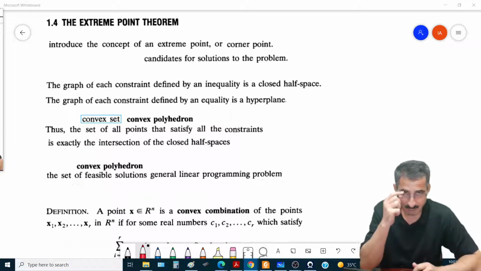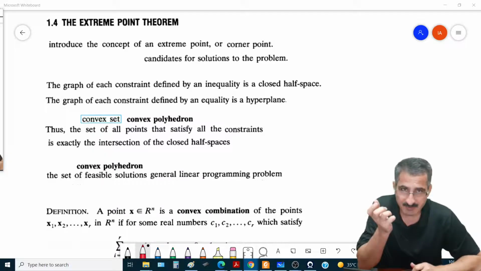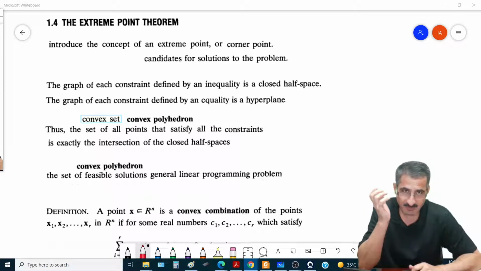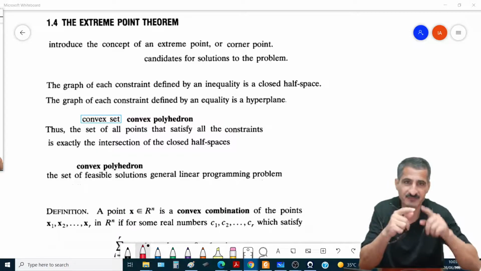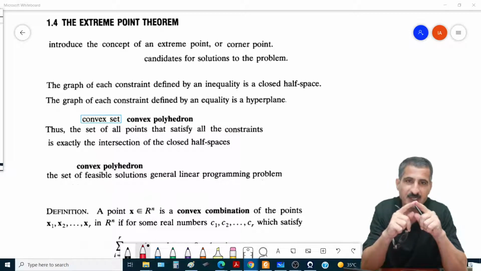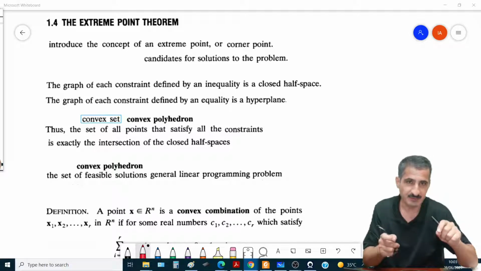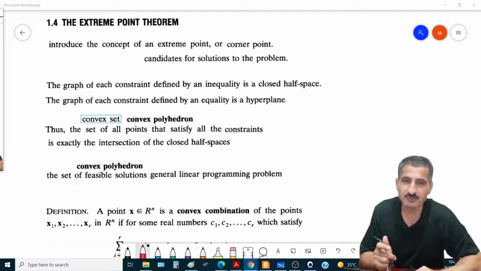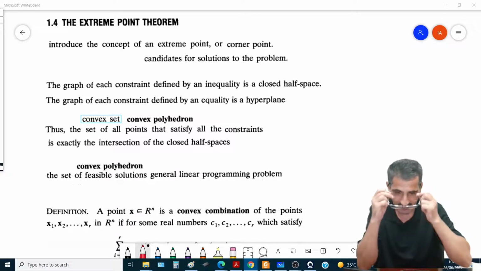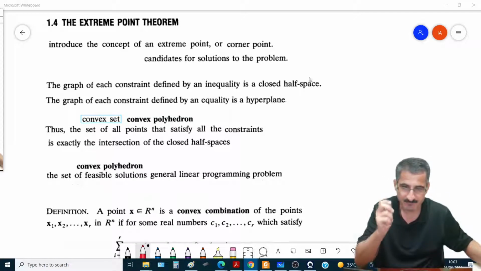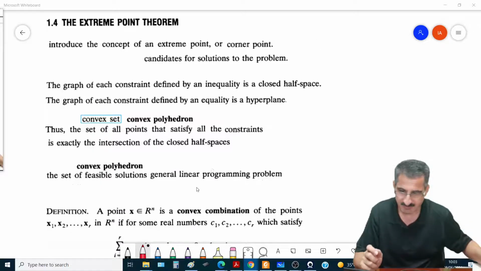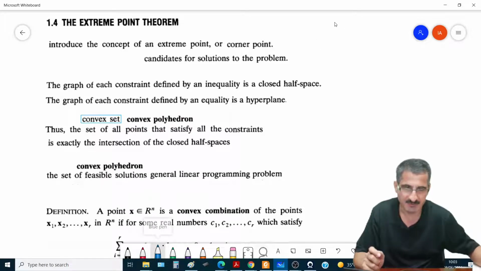The extreme point theorem. What do we mean by extreme point? Actually, they are the corners. We have seen before a convex set with corners, right? The corners are called extreme points. Simply, this is what we mean. Let me make it quick and easy like that.